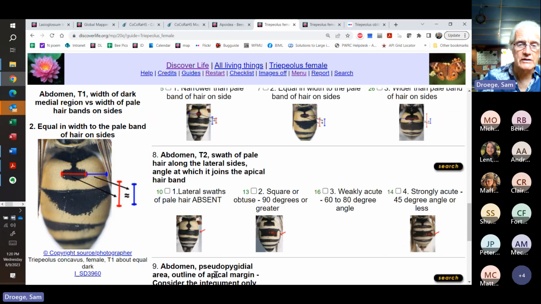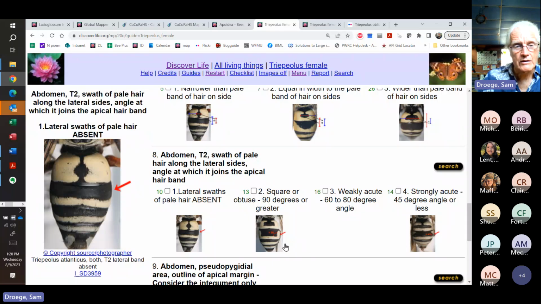So if we go down to the next one, we get to these lateral swaths of pale hair on the lateral side. We talked about that when we were looking at the one picture. So you're going to T2. There's the boundary with T1. That's T1 above. T2 is here. There's the boundary, the bottom.